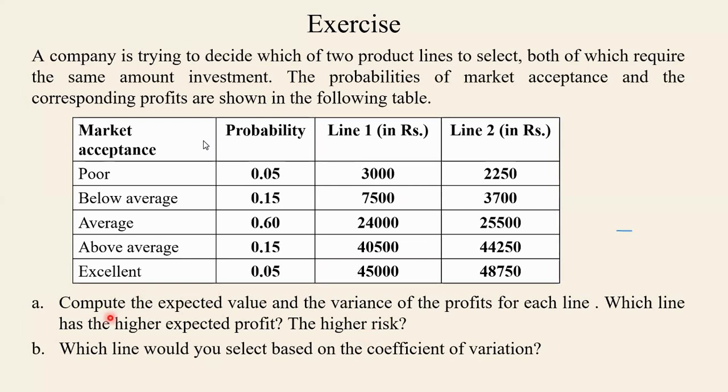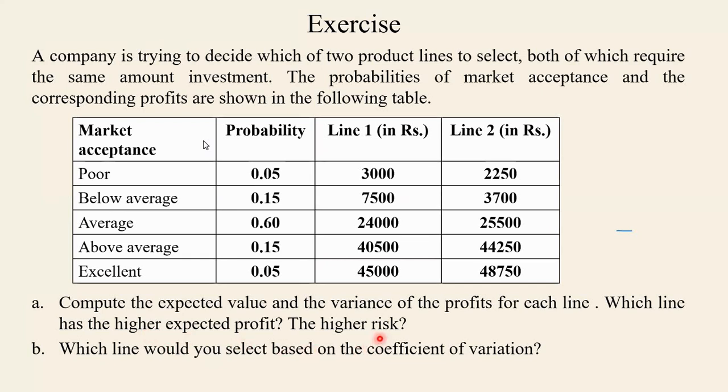So to find out which line has the higher expected profit, for both lines you have to calculate the expected values. For line 1, separately, you have to calculate expected values. For line 2 also, you have to calculate the expected values, right? From that, which line has the higher expected value, that indicates the higher expected profit.